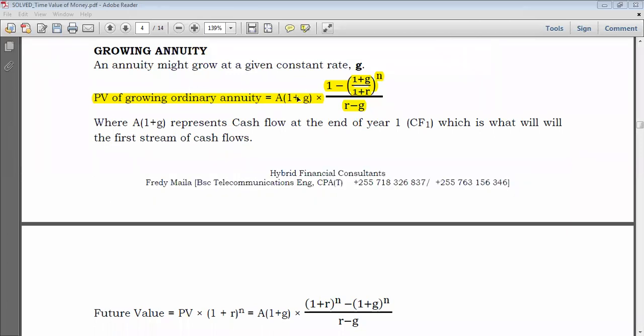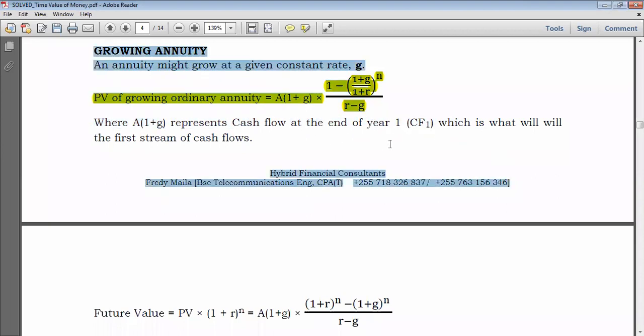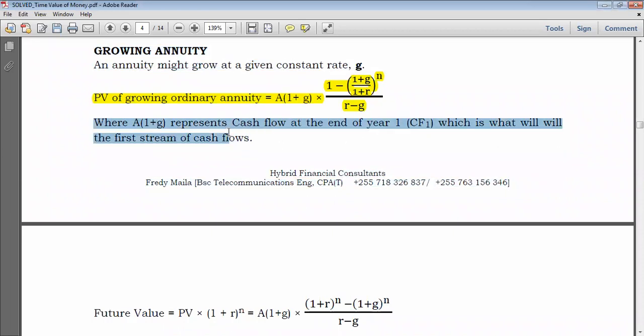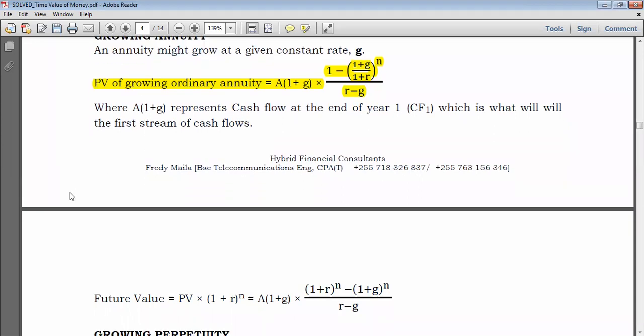So as I said, A1 plus G, what does this mean? A1 plus G represents cash flows at the end of year one, of course, because it would have grown, which is what will be the first stream of cash flows. Actually, I've spoken of this issue here. I'm just considering ordinary annuity. I'm not considering annuity due. If we had annuity due, that means we will add something. So this is for ordinary annuity.